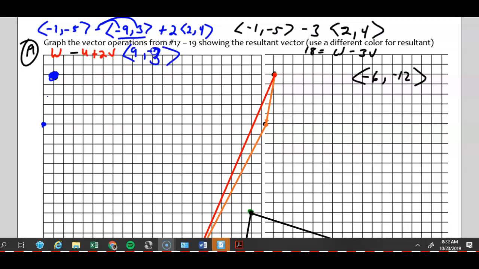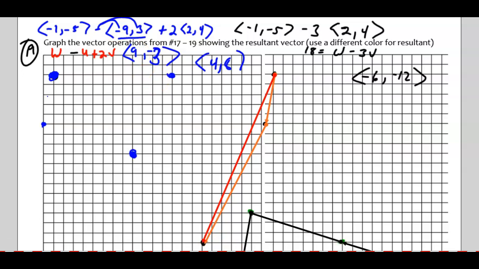So I'm going to go right 9 this time, 1, 2, 3, 4, 5, 6, 7, 8, 9. And then down 3, 1, 2, 3. So there's the point there. And then we need to apply 2 times 2, 4, which is 4, 8. That means right 4, 1, 2, 3, 4, and up 8, 1, 2, 3, 4, 5, 6, 7, 8. We now connect all our dots. We went there, then here to there. So our conclusion is this right there. Oh, that's hard to see.